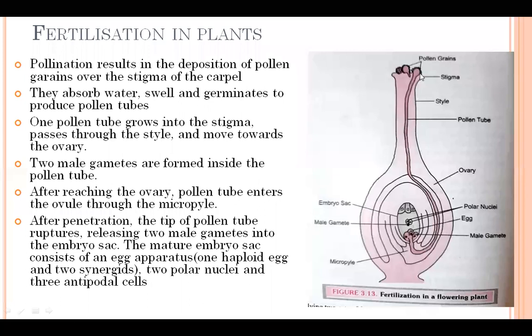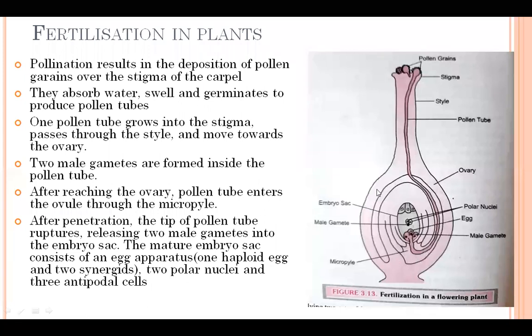So one pollen grain germinates to the pollen tube, and this pollen tube is developing throughout the style and it is going down into the ovary and ultimately it is reaching the embryo sac. So see the labeling part. This is the stigma, this is the style, and this is the ovary. Now see the base part which is swollen here. The outermost part, that is called ovary.